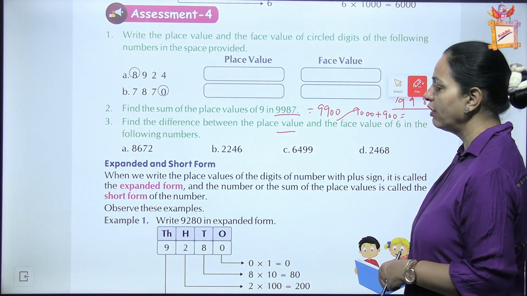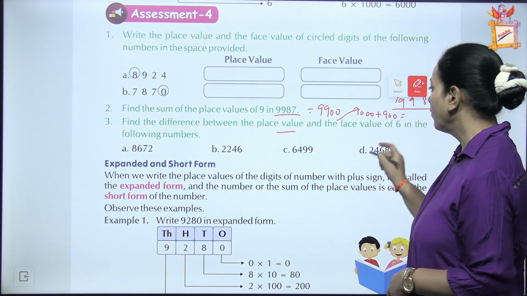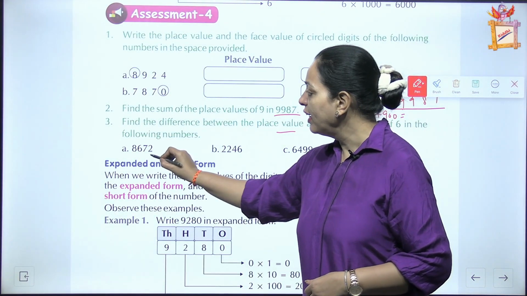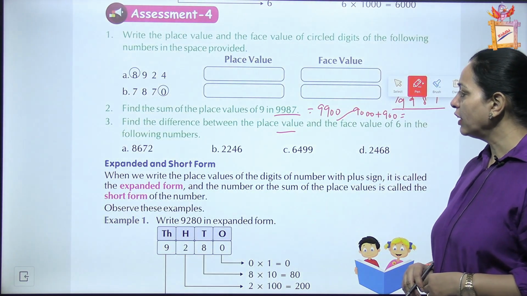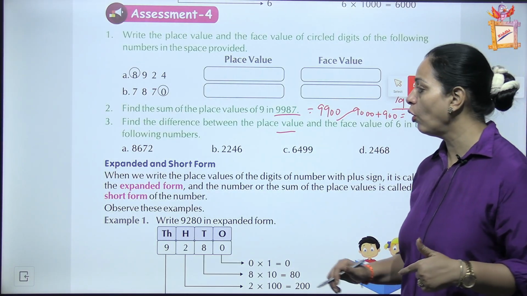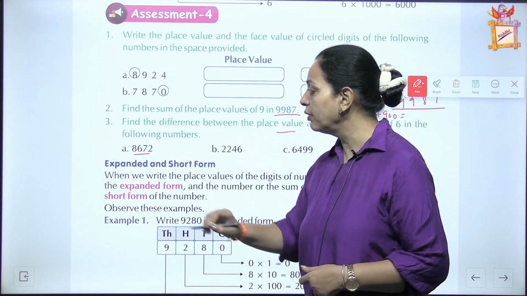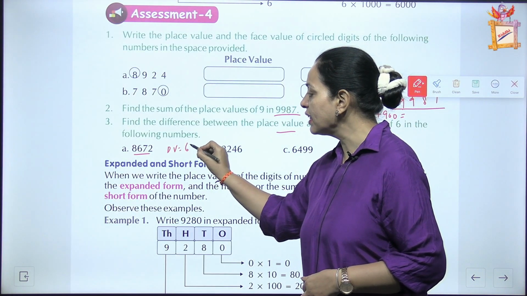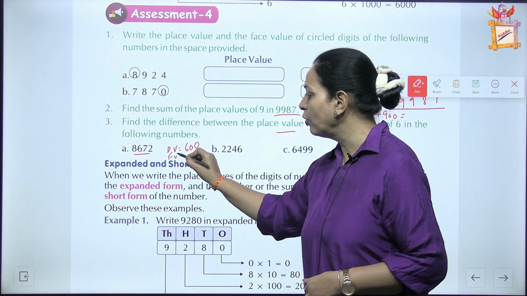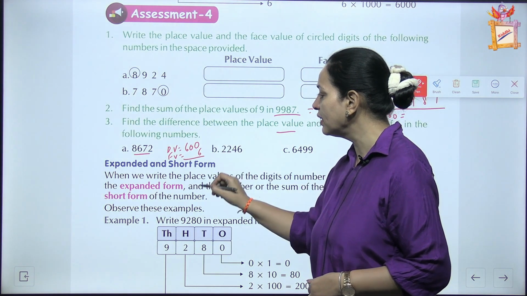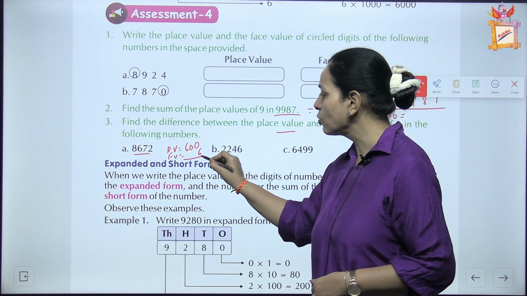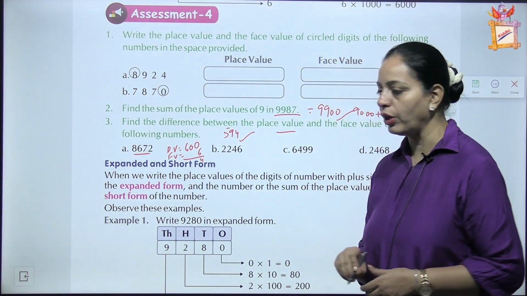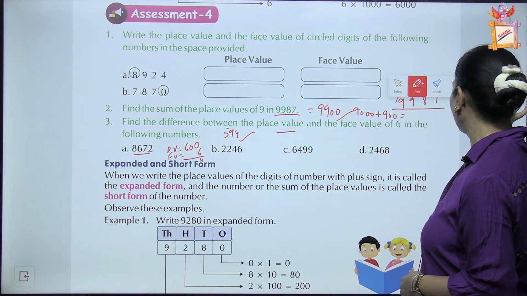The third one: find the difference between the place value and the face value of 6 in the following numbers. Now we have to find the difference. Like here, find the difference between the place value and the face value of 6. So see, in the first number 6 is at 100 place. So its place value is 600. And face value is 6. We will subtract both. What will you get? So this is 594. Okay. Similarly, you can try the rest.